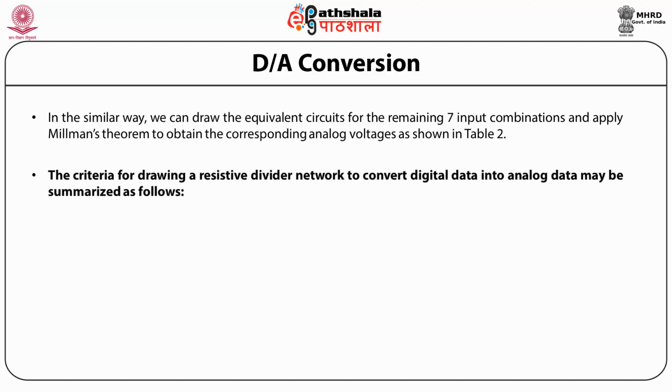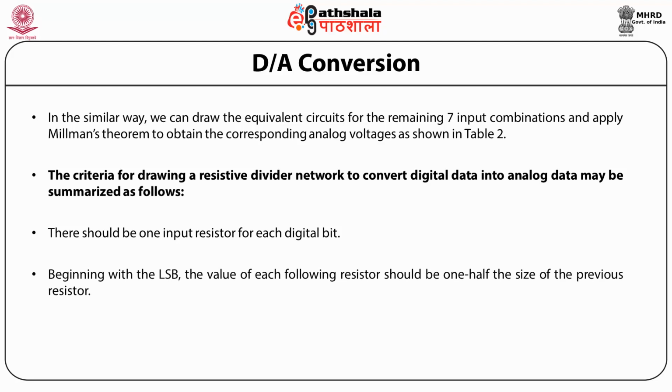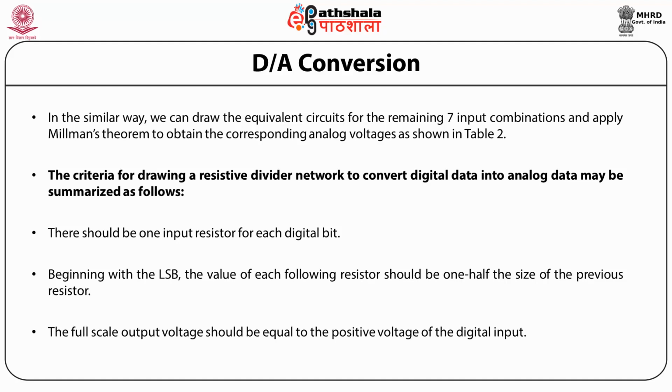So, the criteria for drawing a resistive divider network to convert digital data into analog data may be summarized as follows. First, there should be one input resistor for each digital bit. Second, beginning with the LSB, the value of each following resistor should be 1/2 the size of the previous resistor. Third, the full-scale output voltage should be equal to the positive voltage of the digital input.